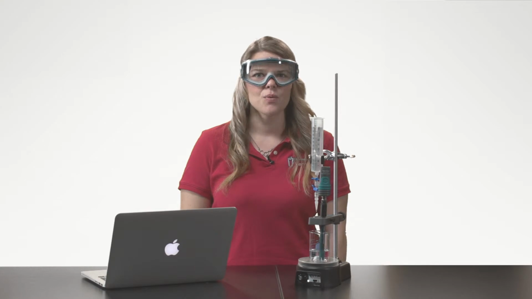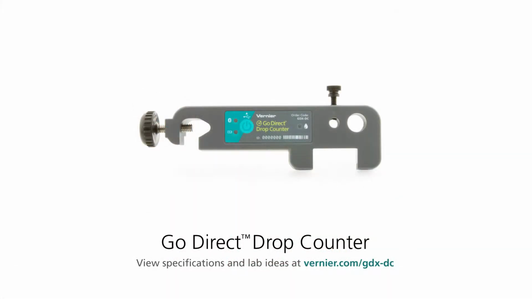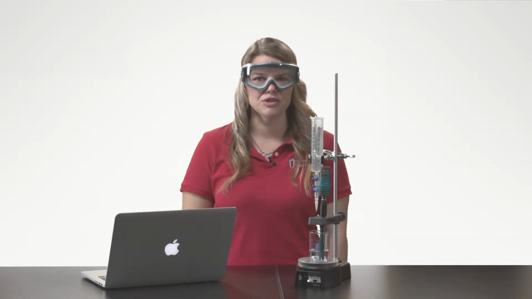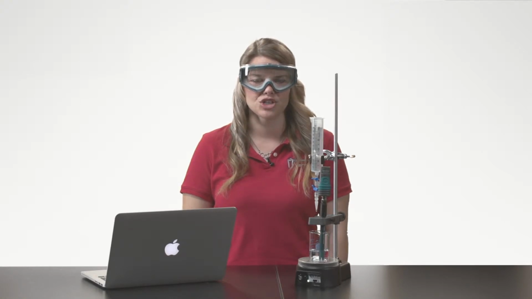In this video, we will be investigating a strong acid, strong base titration with our GDX-pH sensor and our GDX drop counter. A titration is a process used to determine the volume of a solution needed to react with a given amount of another substance. In this experiment, you will titrate hydrochloric acid with a basic sodium hydroxide solution.